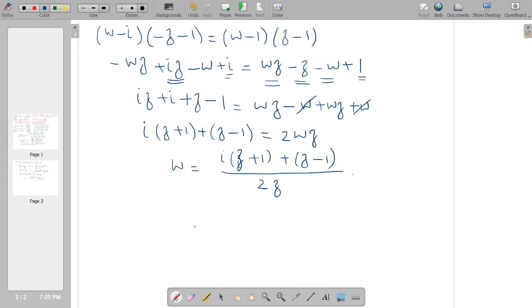If I want, I can also write this as (1 plus i) into z, that is, I take z as a common factor: iz plus z I can write as (1 plus i) into z, plus i minus 1, whole divided by 2z. Either you can stop here or you can write it in the form (az plus b) by (cz plus d). Here of course d is equal to 0. So this will give you the bilinear transformation.